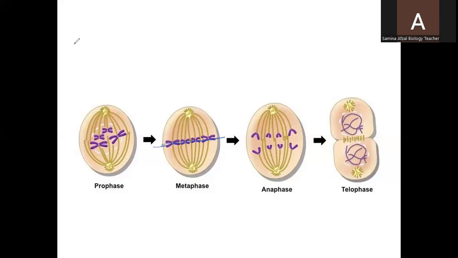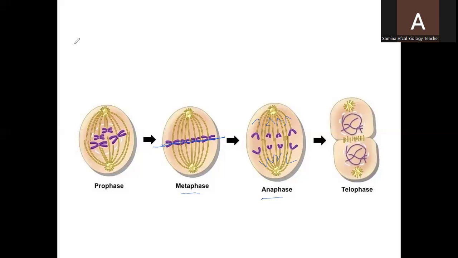After the metaphase, the third phase, anaphase, starts, during which these chromatids separate from the centromere, and then they move towards the opposite poles. And then the last phase, which is called telophase, starts. And what happens during this phase?